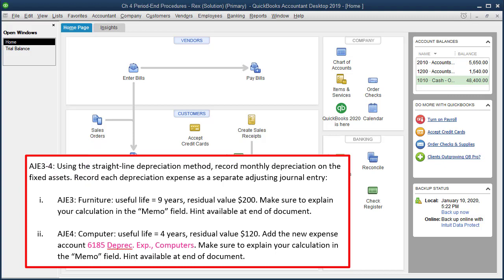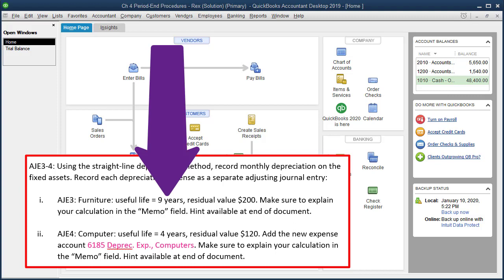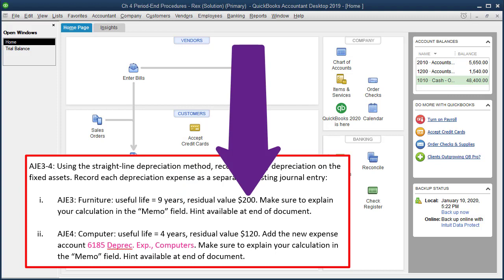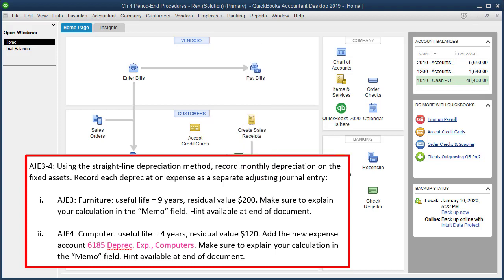The furniture, they estimated that the useful life will be 9 years, and they estimate that they will be able to sell it for $200 at the end of those 9 years. Residual value is the estimate of how much they can sell it for at the end of its useful life. And make sure to explain your calculation in the memo field. And there's a hint available at the end of this document.